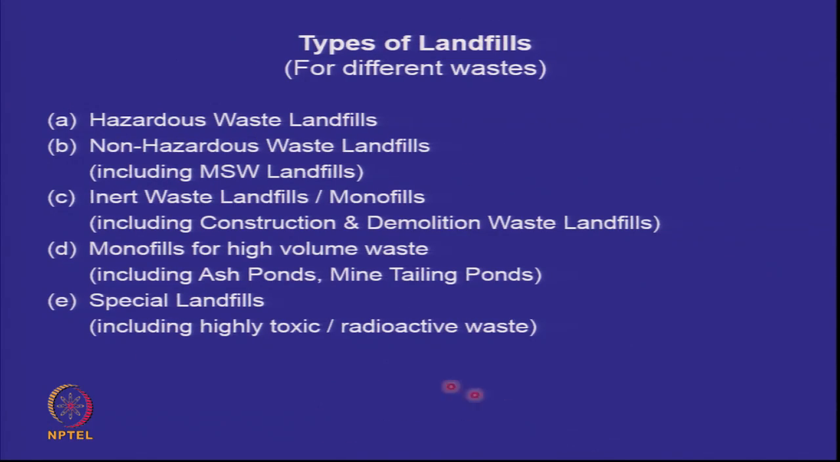And we talked about basically three types of landfills adjacent to a city: hazardous waste landfills for industrial waste, non-hazardous waste landfills for municipal solid waste, and inert waste landfills for construction and demolition waste. In addition, we said if we have thermal power plants or mine tailings nearby, then we will have monofills for these high volume wastes. And special landfills are designed for highly toxic and radioactive wastes.